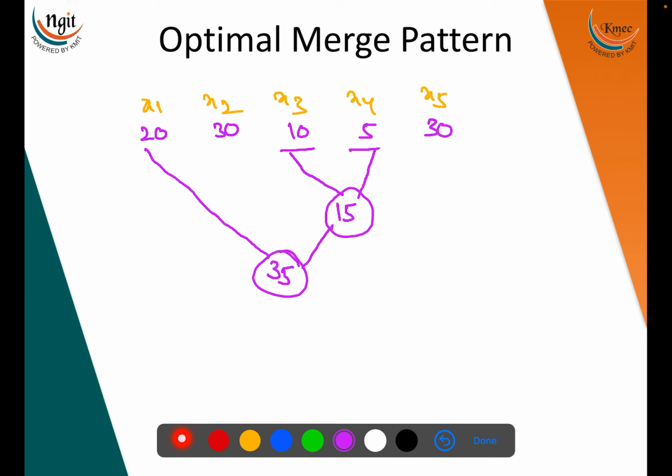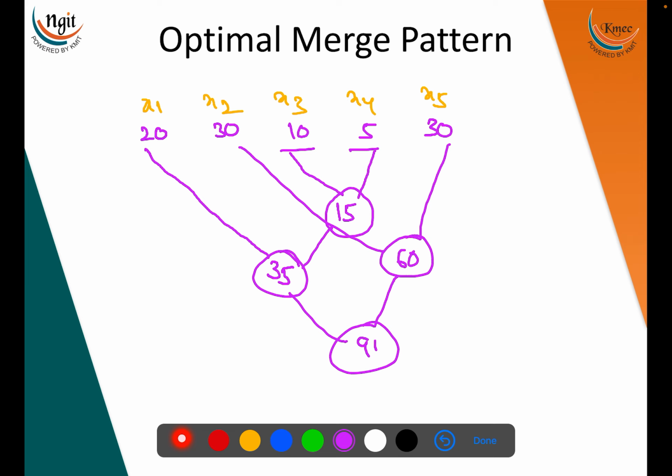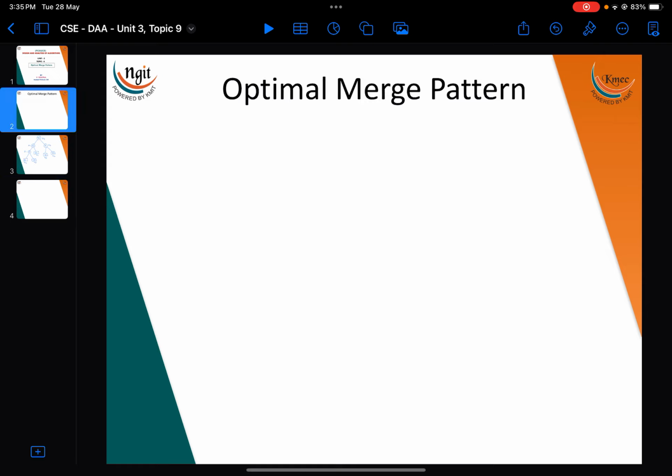Now after this, 30 and 30 you have 60, and 60 and 35 you have 95. Now the total cost of this merge pattern is what? 15 plus 35 plus 60 plus 95, which is equal to 205. 205 is the cost of this optimal merge pattern using the greedy method. Right. And we'll also discuss some examples where we'll do merge pattern.